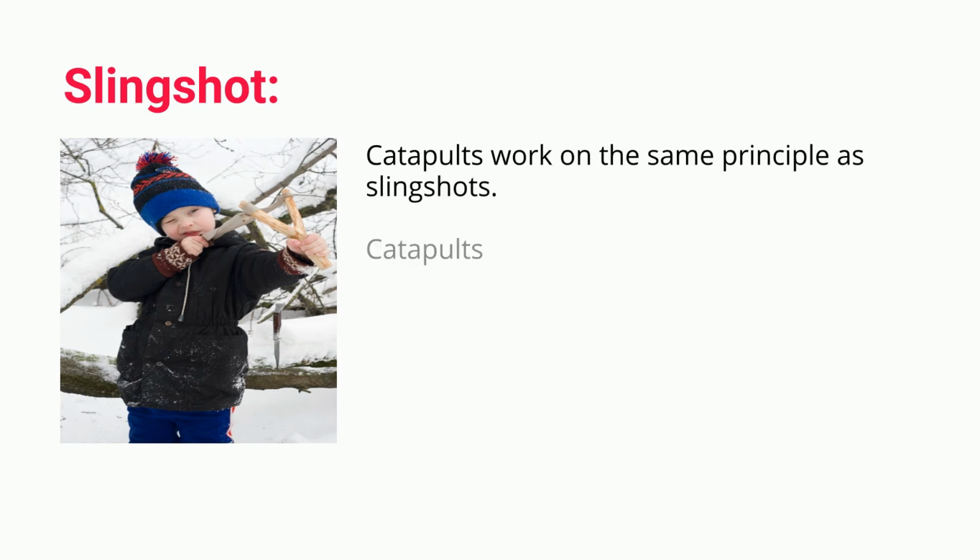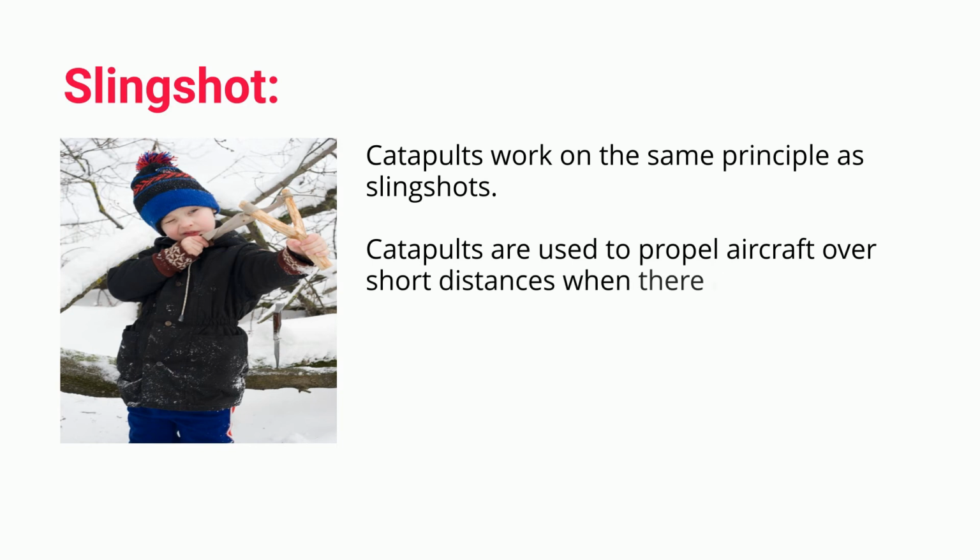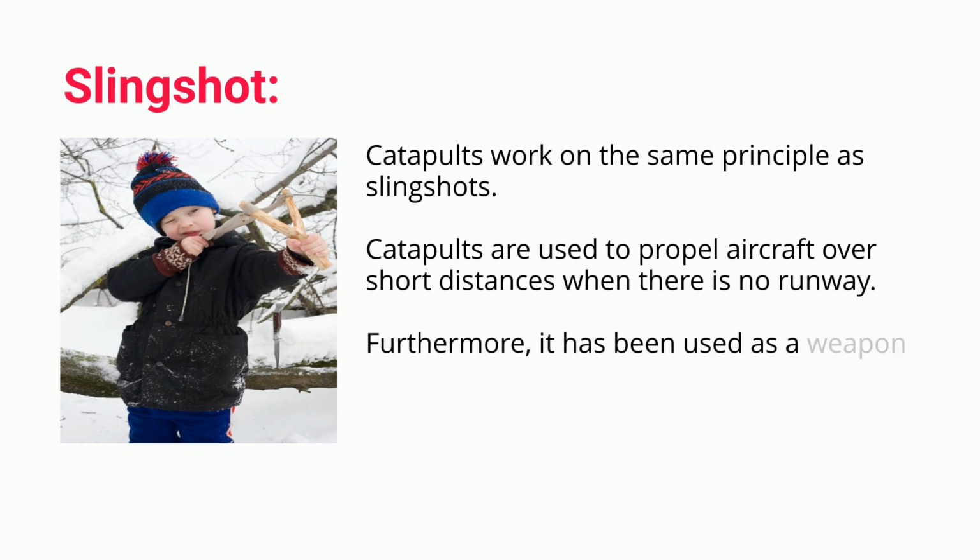Catapults work on the same principle as slingshots. Catapults are used to propel aircraft over short distances when there is no runway. Furthermore, they have been used as a weapon in the military from ancient times.